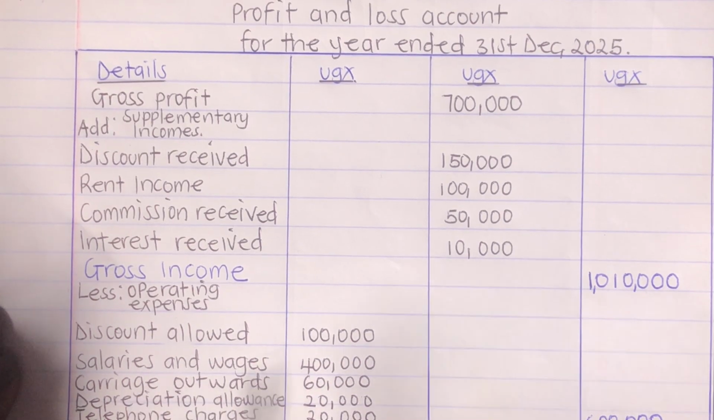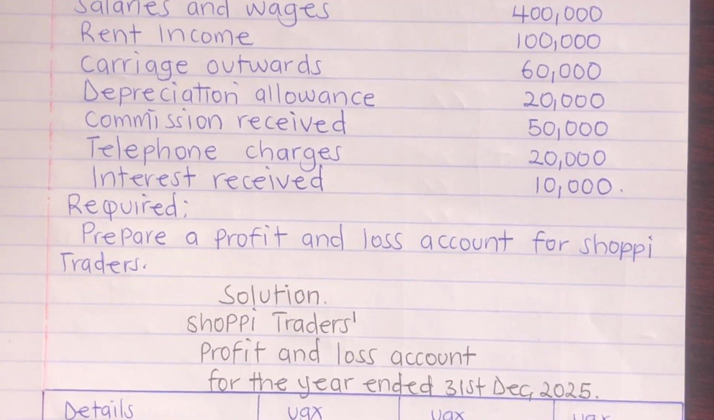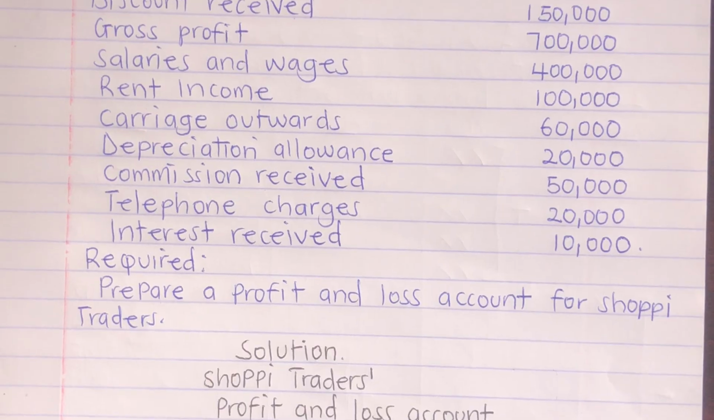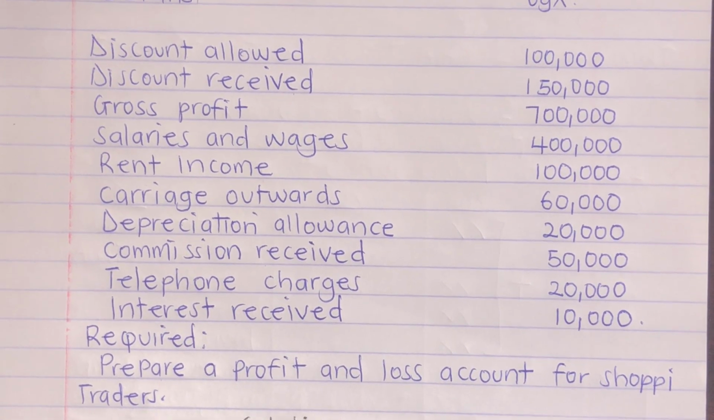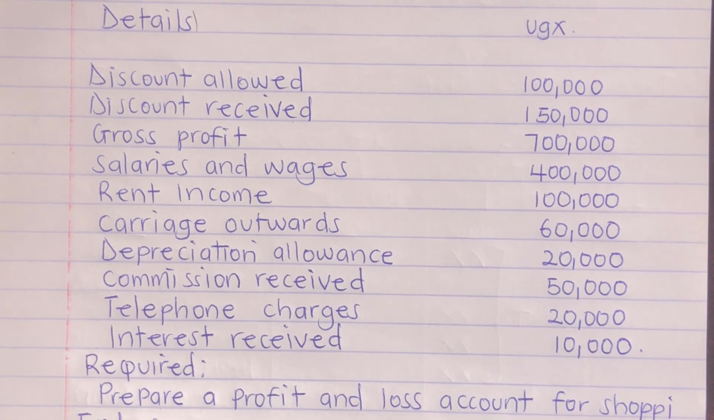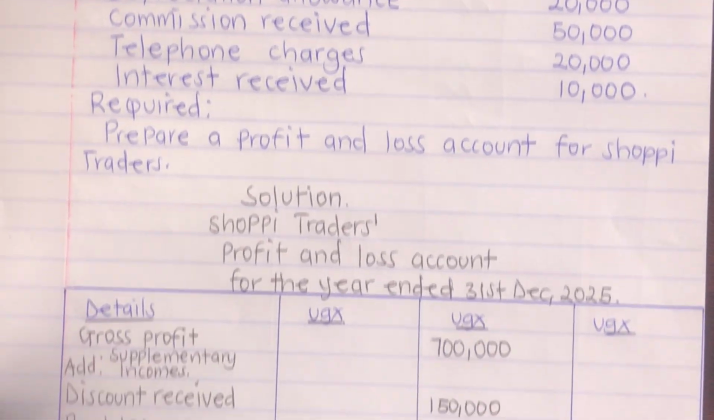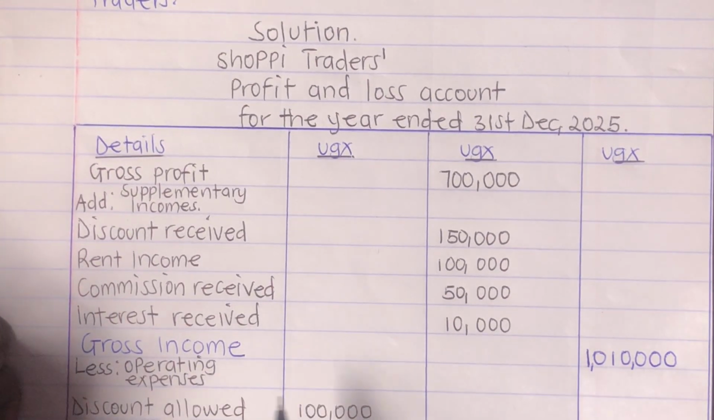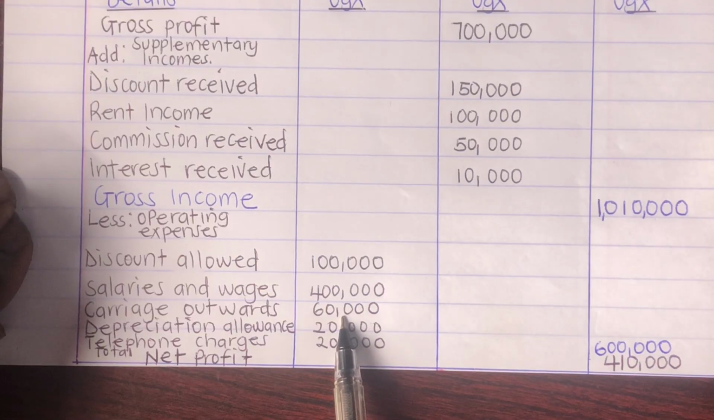Then we have carriage outwards. From our question, carriage outwards are those transportation costs a business incurs, maybe in transporting goods to a customer. You're trying to show customer care to your customers, and then you offer them free transport, meaning you're going to incur costs in buying fuel, and it's the business incurring. So that is an expense. So carriage outwards in the question was 60,000. You also add it here.